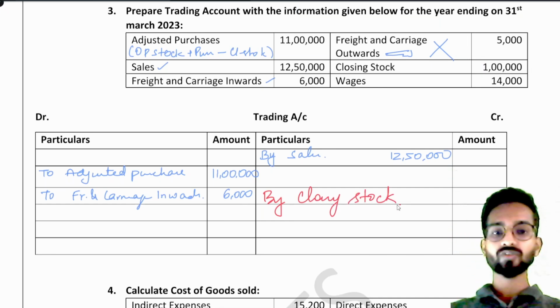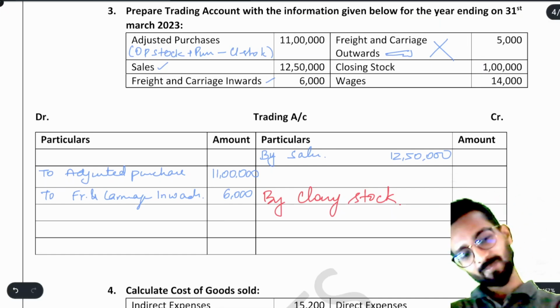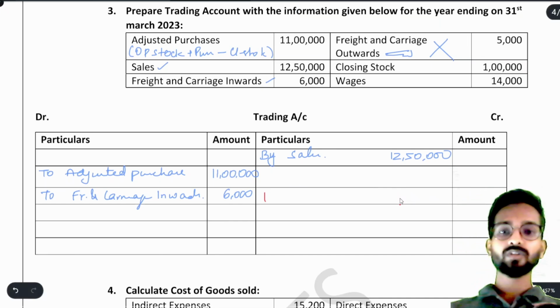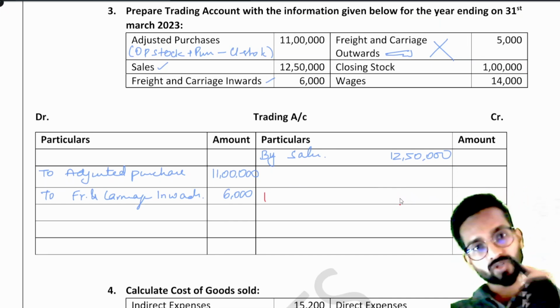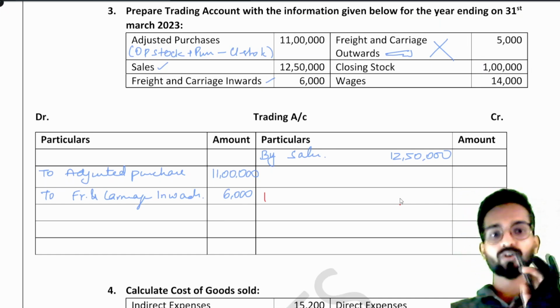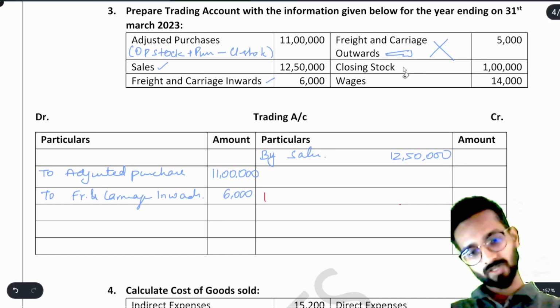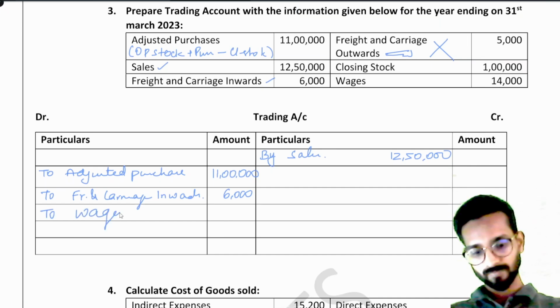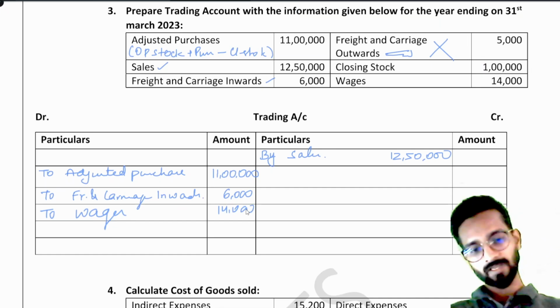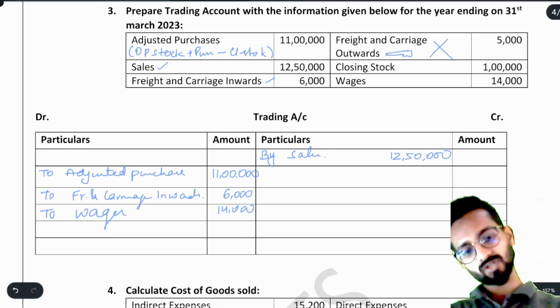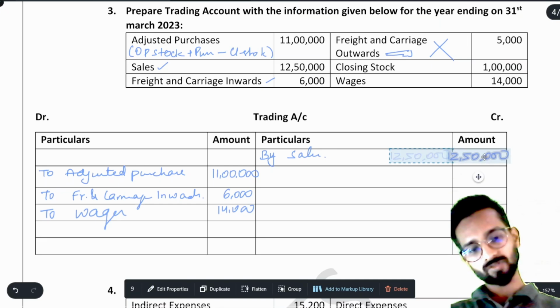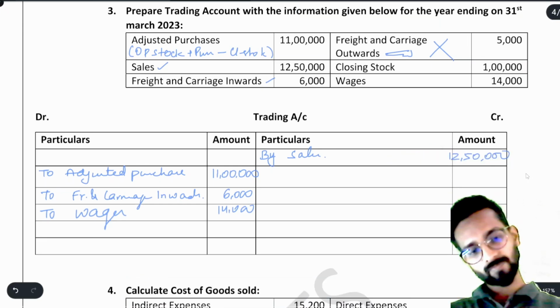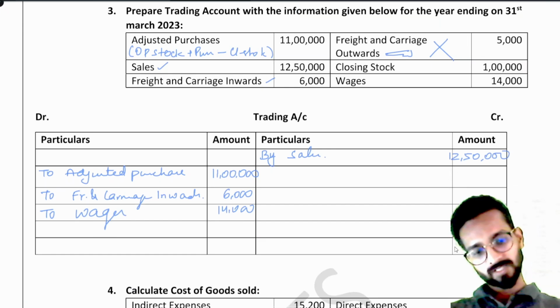As soon as I write this, a student tells me, sir, you should not write closing stock. I said yes. Why? Because in adjusted purchase we have already removed closing stock, so you will ignore closing stock. Understood? Now ignore closing stock also. After that, wages you have to write. How much are the wages? 14,000. So you will write here to wages 14,000. Very, very good. Now sales return is not there, so you can write directly this figure outside also, 12,50,000. Now this side total is 12,50,000.